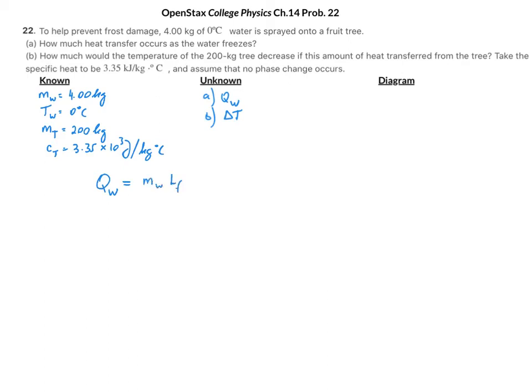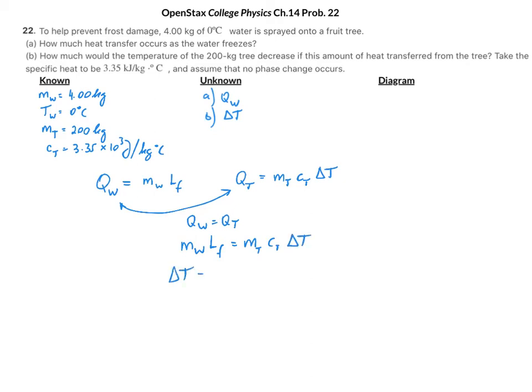So we know that the heat necessary for the water to freeze is the mass of the water times the latent heat of fusion for water. And we know that that same heat, if provided by the tree, would correspond to the mass of the tree times the specific heat of the tree times the change in temperature of the tree. So if these two quantities are the same, so QW equals QT, then mass of water times latent heat of fusion equals mass of tree times specific heat of the tree times delta T.